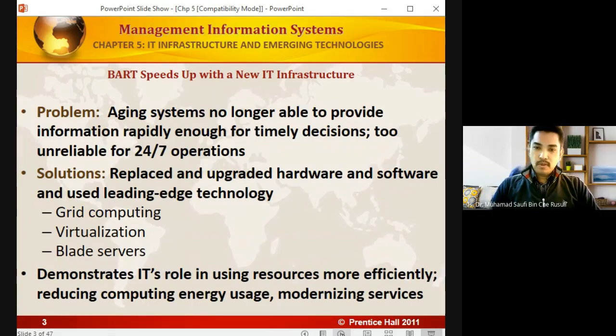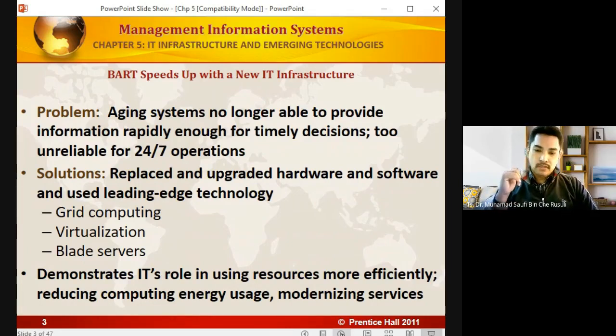Okay, so this is the previous problem by Bart. The problem is an aging system no longer able to provide information rapidly enough for timely decisions, and too unreliable for 24/7 operation. The solution is to replace and upgrade hardware and software and use leading edge technology, for example grid computing, virtualization, blade servers. Last, demonstrate IT roles in using resources more efficiently, reducing computing energy usage, and modernizing services.